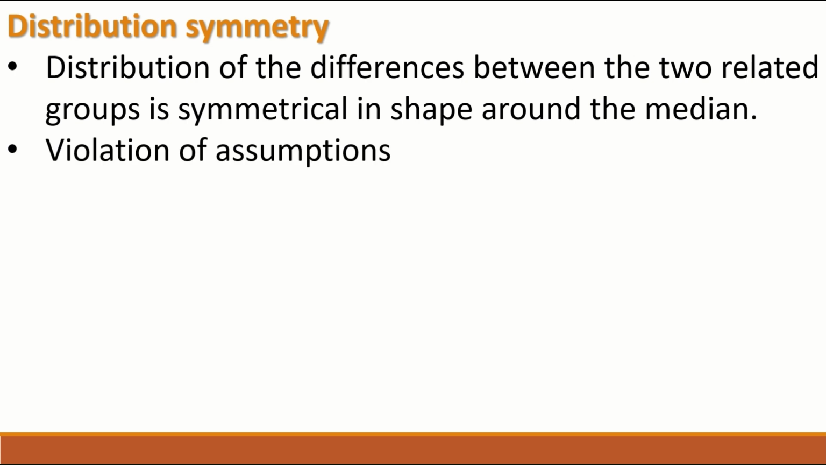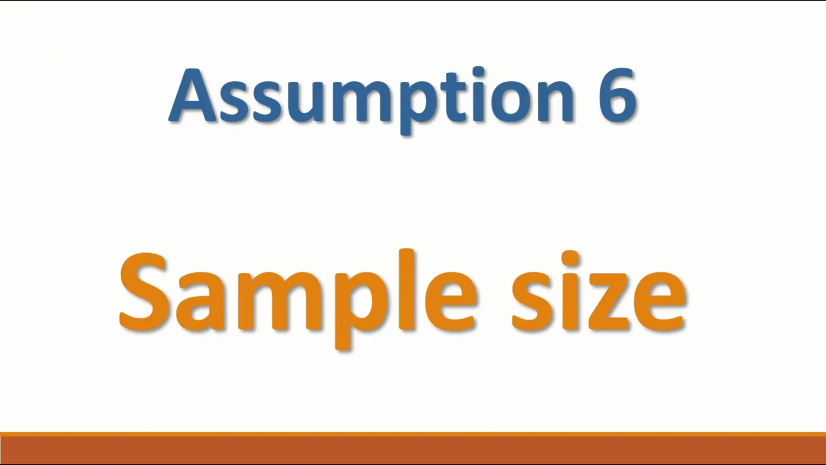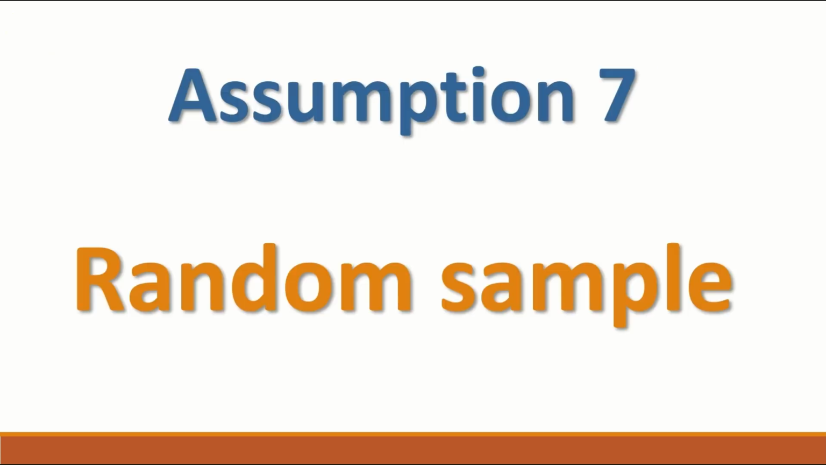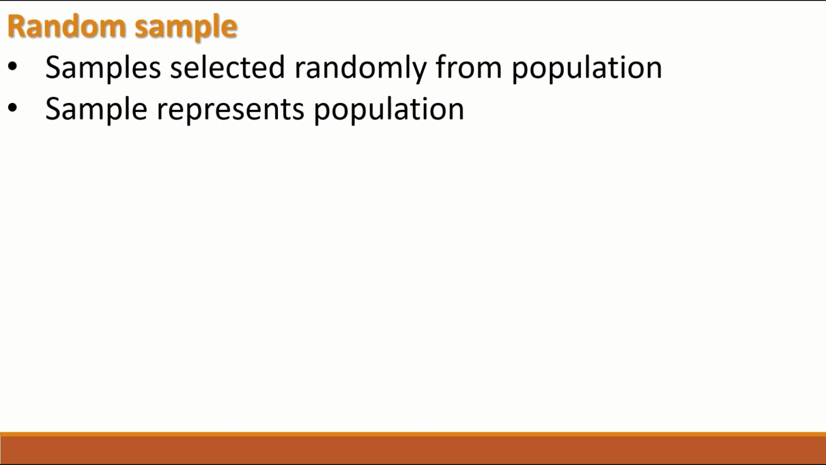If this assumption of distribution symmetry is violated, then another test can be used, which is the sign test. The sixth assumption is the sample size. A small sample size can be used for this, as it is a non-parametric test, so the test is suitable for a small sample size. And finally, the last major assumption is random sampling. Samples are selected randomly from the population, and the sample should represent the population.